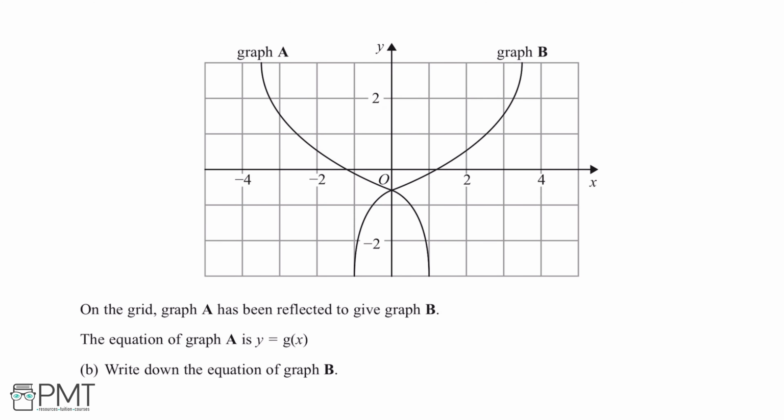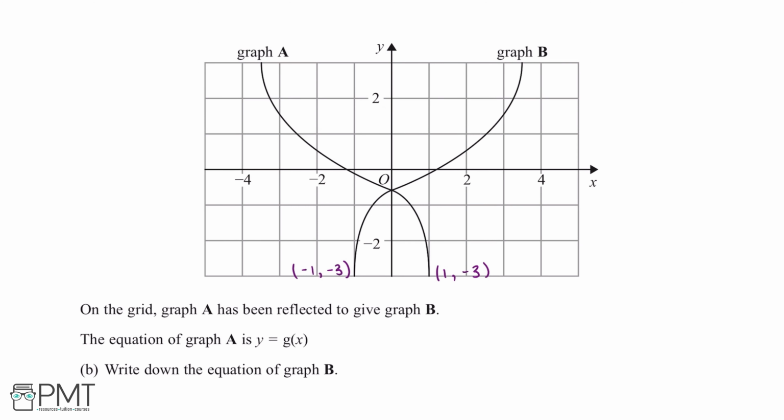On the grid, graph A has been reflected to give graph B. The equation of graph A is y equals g of x. Write down the equation of graph B. So what we can see is this graph has been reflected in the y-axis. And if we take a look at this coordinate on graph A, this coordinate is 1, negative 3. And if we take a look at the corresponding coordinate on graph B, the coordinate is negative 1, negative 3.